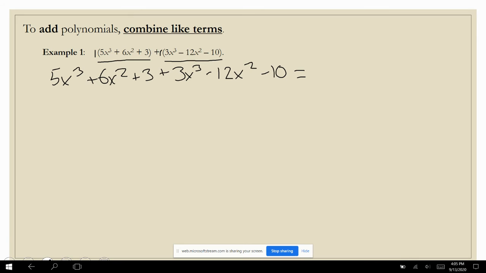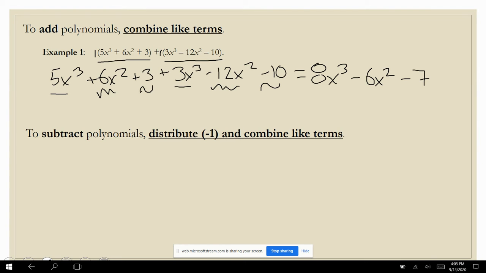So remember, when we're adding like terms, that means we have the same variable raised to the same power. So our first set of like terms is the 5x cubed and the 3x cubed. We add our coefficients. 5 plus 3 is 8. And then our variable and the exponent stay exactly the same because we're doing addition. We have 8x cubed, and then notice the 6x squared and the negative 12x squared give us a negative 6x squared, because 6 minus 12 is negative 6. Our x squared stays the same. Then we have 3 minus 10, which is going to give us a negative 7. So your final answer is 8x cubed minus 6x squared minus 7.